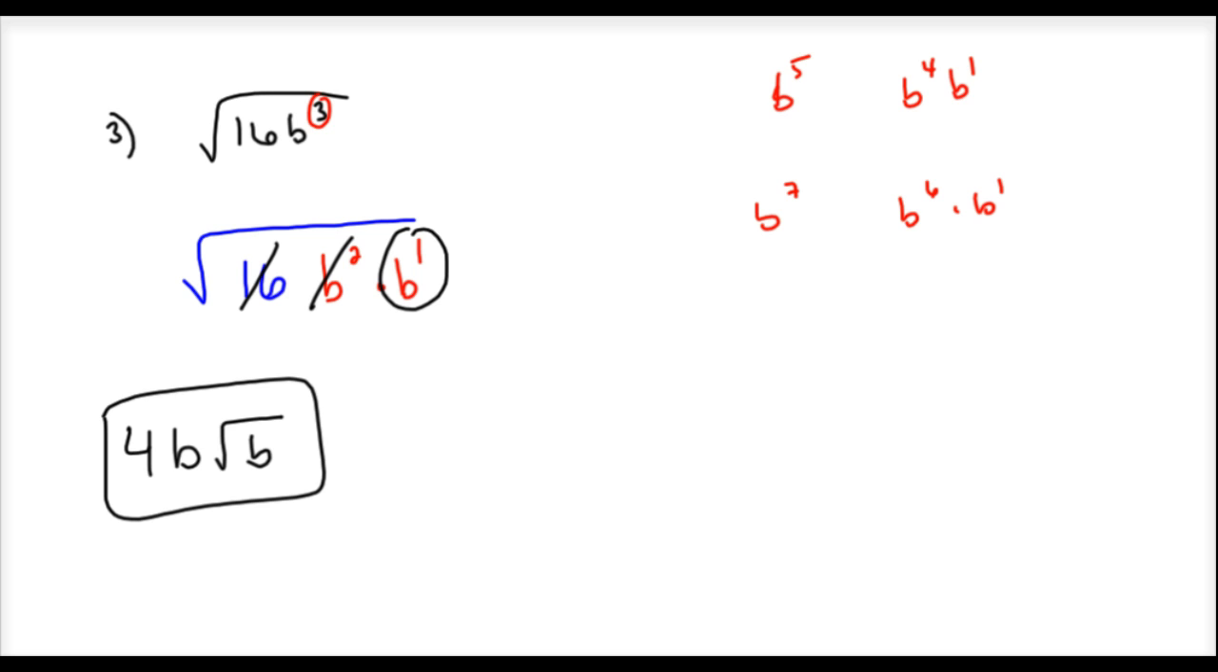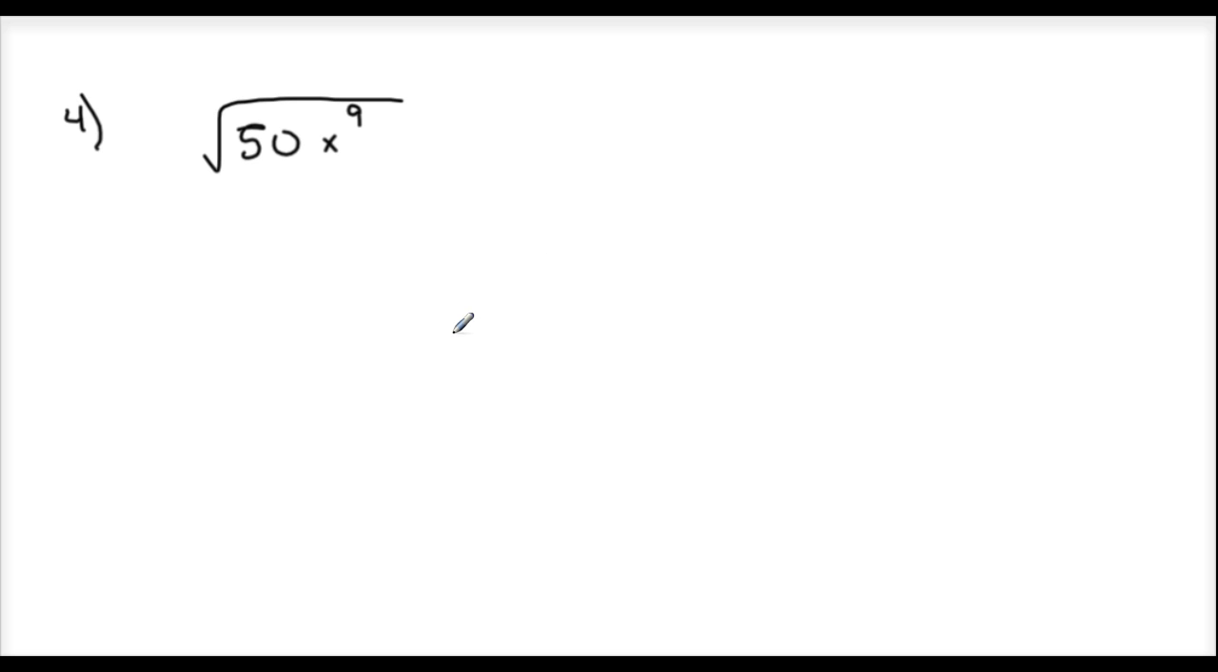Next one. 50x to the ninth. Factors of 50. Thinking perfect squares. 25 and 2. Perfect. 25 times 2, x to the 9th. Do I want to leave this alone or do I need to modify it? Yeah, let's do x to the 8th times x to the 1st. Okay, x to the 8th times x to the 1st is x to the 9th. I have my even exponent.